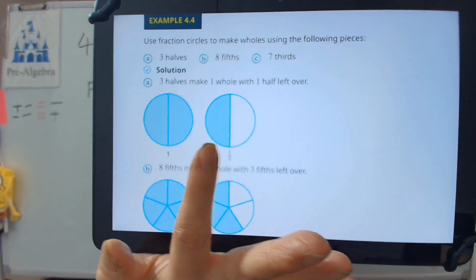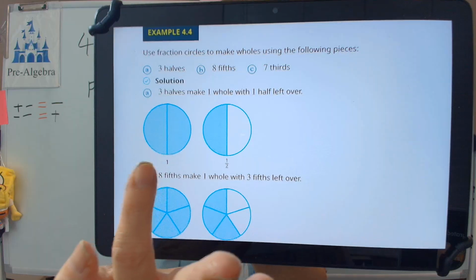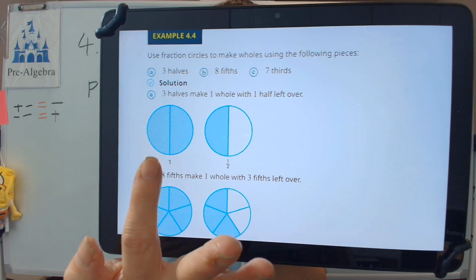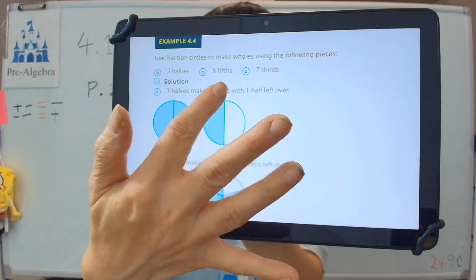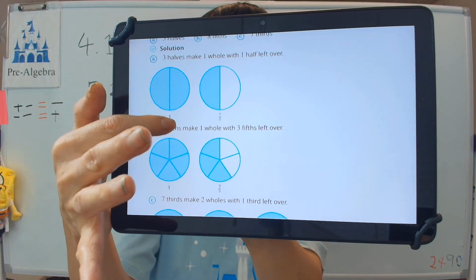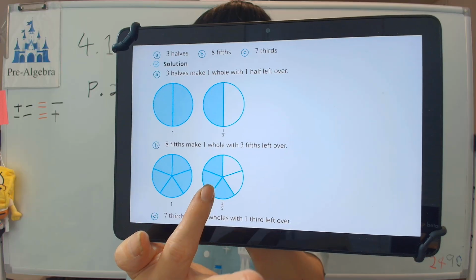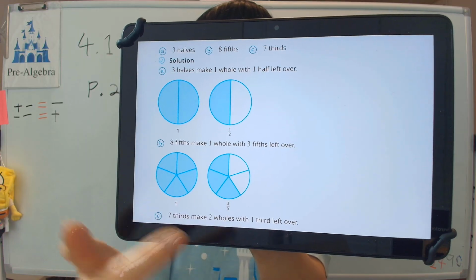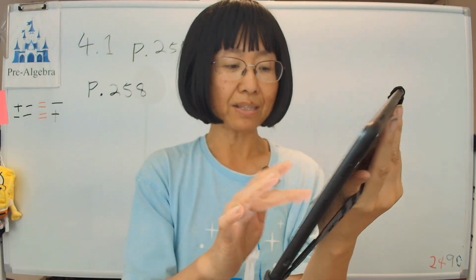Okay, what happens when you have 3 halves? You have 1 half, 2 halves, that makes a whole, and then you have another half. So you have a whole one and then a half. And what if you had 8/5? Well, 5 of the fifths will make a whole pie, and then you will have 3 of the fifths. So you will have 1 plus 3 fifths.